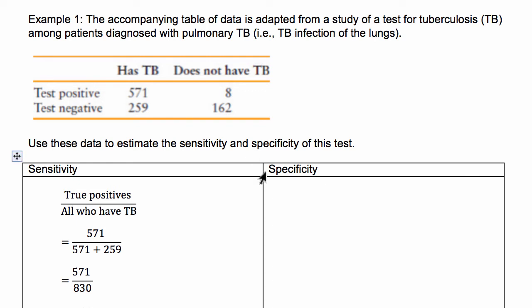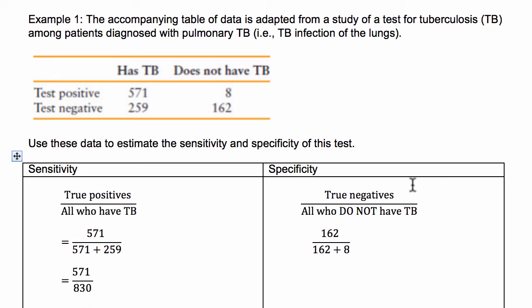Welcome back. Since when we estimate specificity, we are focusing solely on the second column, that is, the people in the study who do not have the disease, our denominator is made up of the people in the study who do not have the disease, that is the people in the second column of our chart. And our numerator is made up of all the people in this column for which the test is accurate, our true negatives.